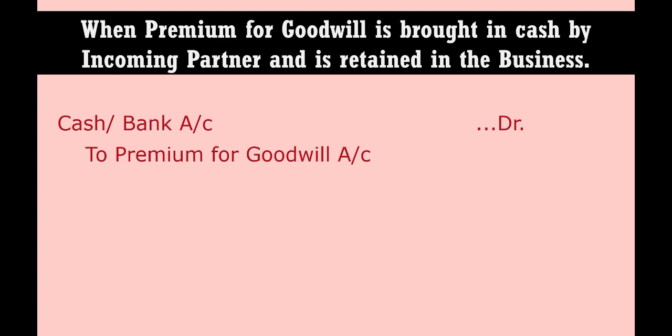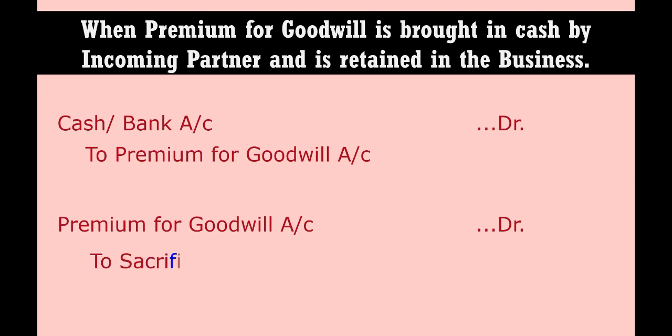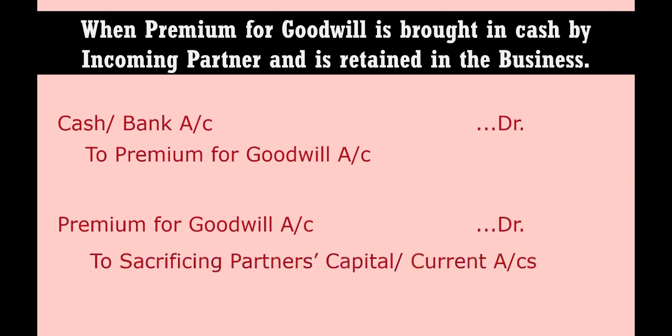Now, this premium for goodwill will be distributed among old partners or the partners who are sacrificing their share for the incoming partner, as we studied in our last class. So here also we will debit premium for goodwill and will credit partner's capital or current account. Now calculation of amount we will learn whilst doing the question at the end of the video.